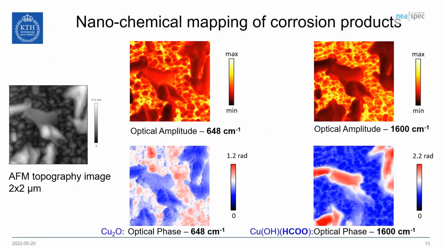So if you look a bit more in detail in this one, if you look at the phase images, the ones at the bottom, you can see where we have a lot of copper oxide, the red areas, we don't have any copper hydroxy formate and vice versa. So here we can clearly tell where the copper oxide is located and also where the copper hydroxy formate is located. It seems like, if you also look at the topography, that the copper oxide is like a C, and these chunks again is the copper hydroxy formate.